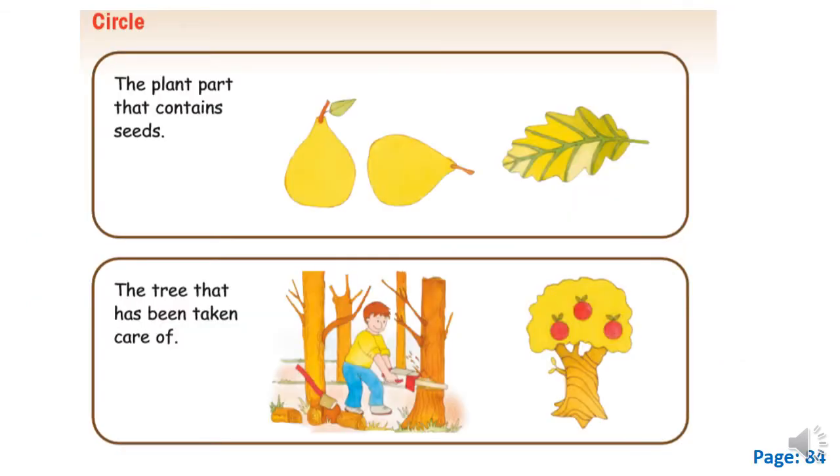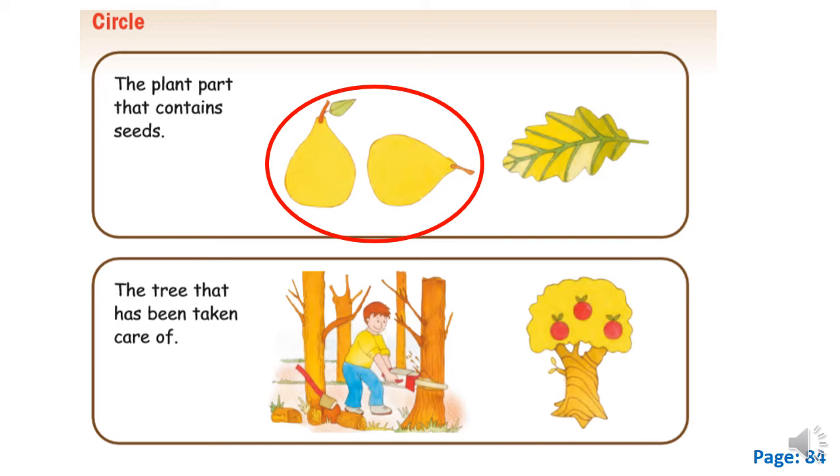In the next page 84, you have to circle. What should I circle? I have to circle the picture related to each sentence. So first you have to read the sentence 1, then you have to circle the picture related to it. So let us start. The plant part that contains seeds. Which part? The fruit or the leaf? Seeds found in the fruits. Excellent. They are not found inside the leaf.